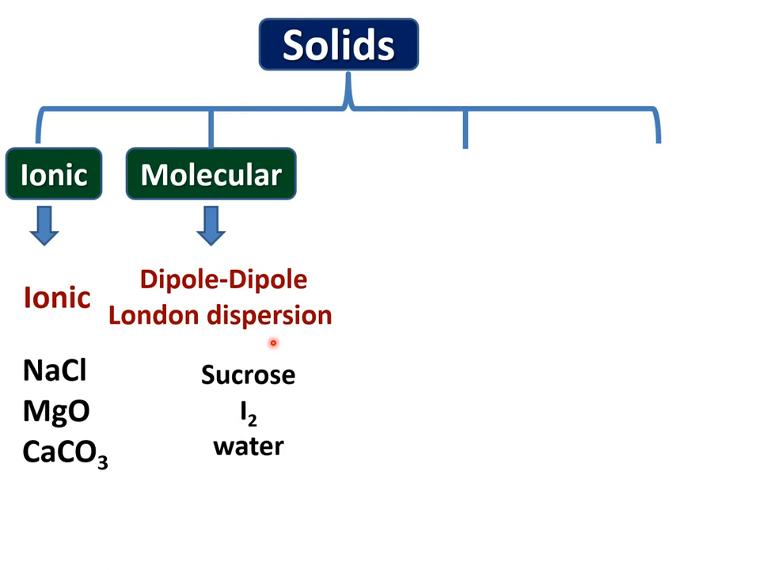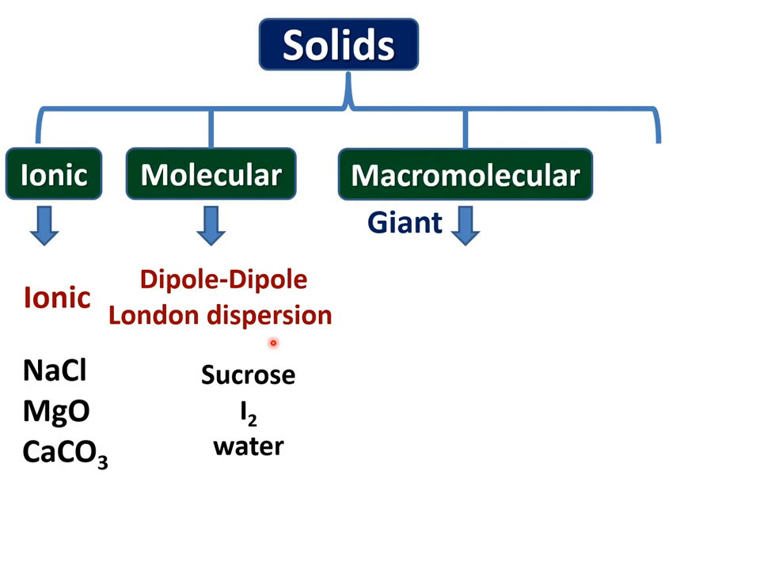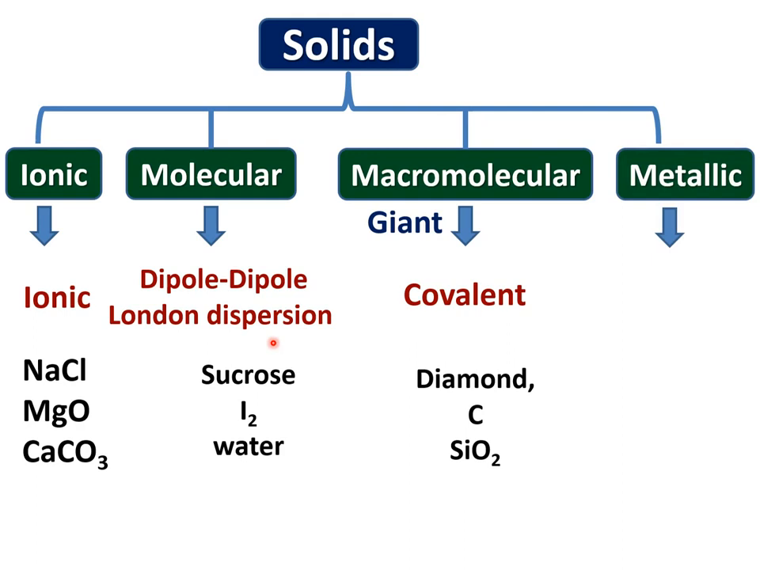The third category is the giant molecule, called macromolecular. The nature of bonding here is covalent, and examples are diamond, carbon, and silicon dioxide. These are huge molecules extending in 3 dimensions, so the bonding here is covalent throughout. Okay, the last type is the metallic, which is based on delocalized bonding, like copper, sodium, and magnesium.